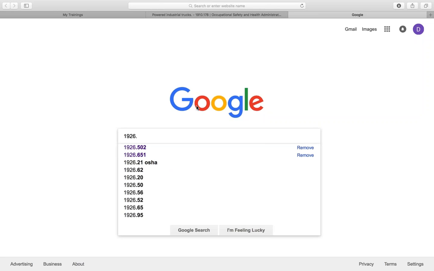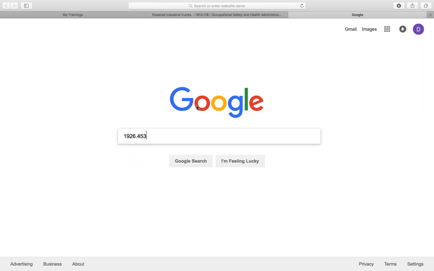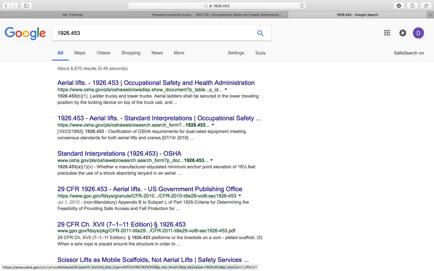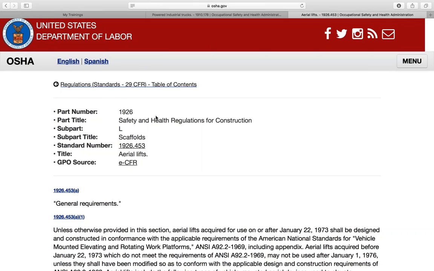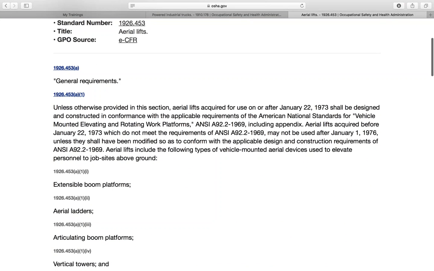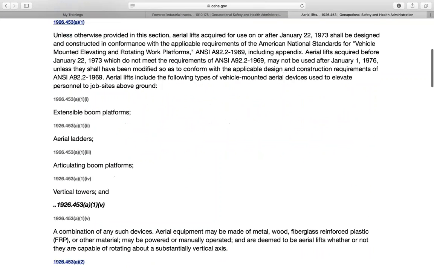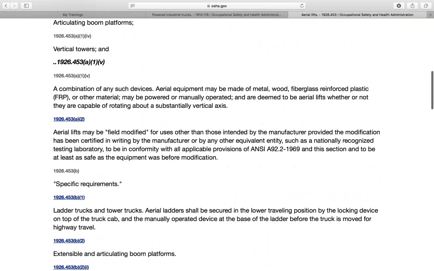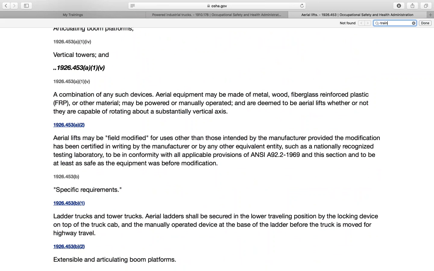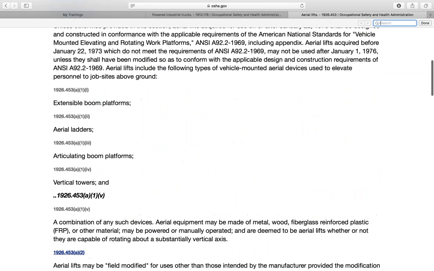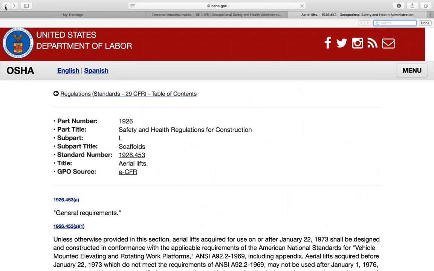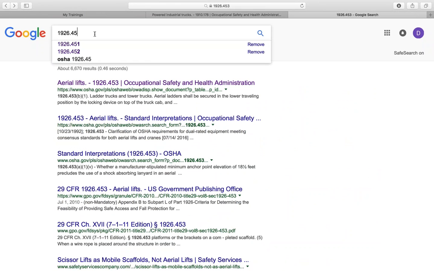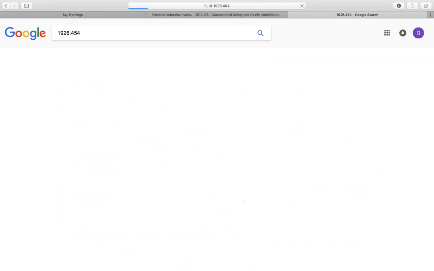And now I'm going to 453, which I'm going to show you folks is aerial lifts. I just work a lot with this standard, so that's why I kind of know where it is. And here you go, folks. Here are the requirements for aerial lifts. That's 1926.453 if you need to get to it. And then all the training is going to be in 1926.454. That's for all types of scaffolds, including aerial lifts.